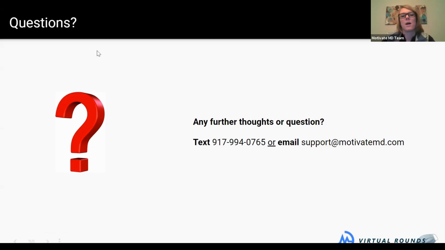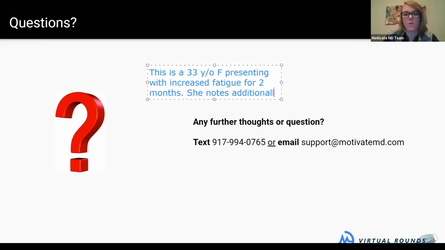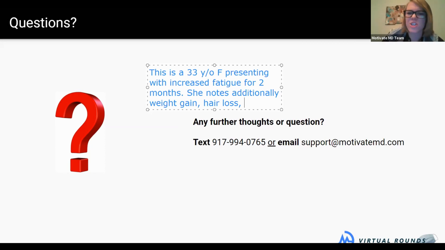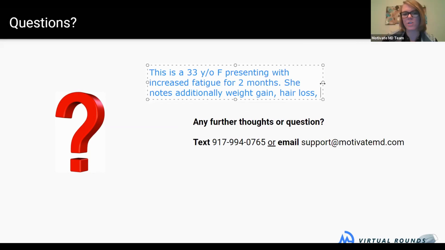So the way I would write it, let me annotate this for you. I think she was like 33 or something. This is a 33-year-old female presenting with increased fatigue for 2 months. She notes additionally weight gain, hair loss, stuff like that. Does that make sense? So you're just almost writing a story of what she told you.